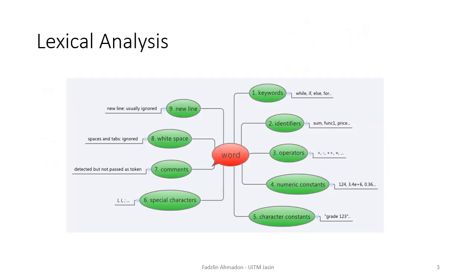Okay, so we know that in the lexical analysis phase, the compiler will isolate words and try to categorize them. But how many categories do we have? If you look at the figure here, we have 9 categories, so let's start one by one. The first category is keywords. Keywords are words that have special meaning to the compiler, or some of you may know them as reserved words. Examples of keywords are while, if else, for, class, array, struct. So these are words that have special meaning to the compiler.